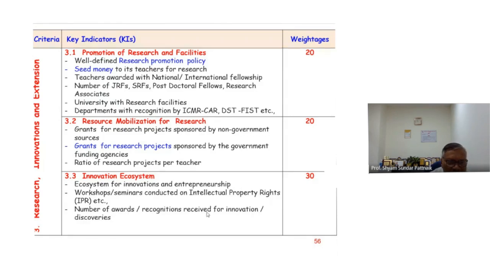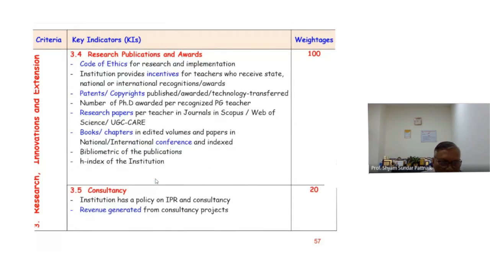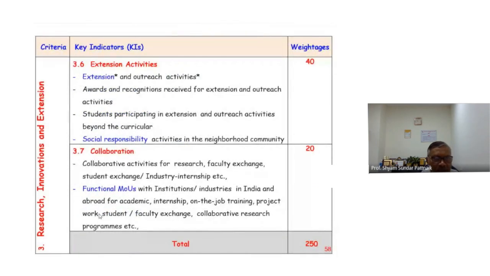Innovation ecosystem: obviously, as you know, entrepreneurship, Startup India, Make in India are all part of that. How strong your IPR is, what the support for patent filing is, whether there are awards and recognition on receipt of a patent, technology transfer, all those things are part of this component. Then publications: quality publications, patents, books, chapters, international books, H-index, Scopus H-index, which we generally look at here. And the revenue generated through consultancy is also a component.